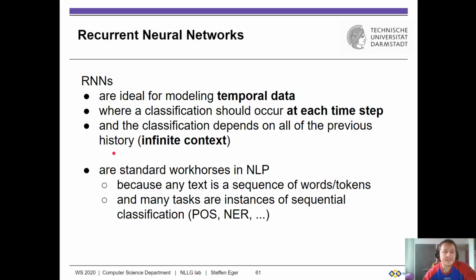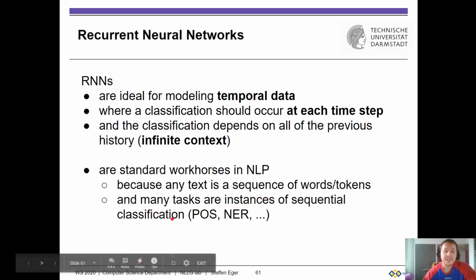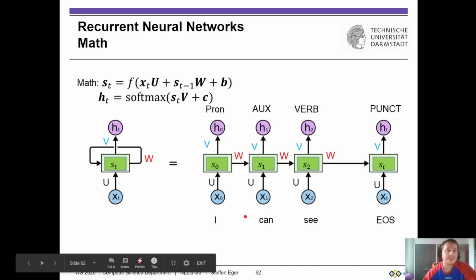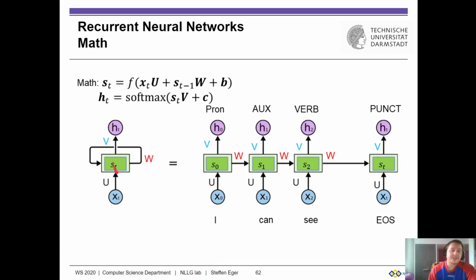So RNNs are standard workhorses in natural language processing because any text is a sequence of words or tokens, and many tasks are instances of sequential classification, such as part-of-speech tagging, named entity recognition, and many others. So how does the architecture look? First, let's make a picture. The picture is this one here, and this on the right is the equivalent picture.